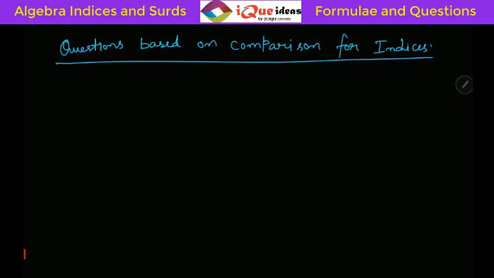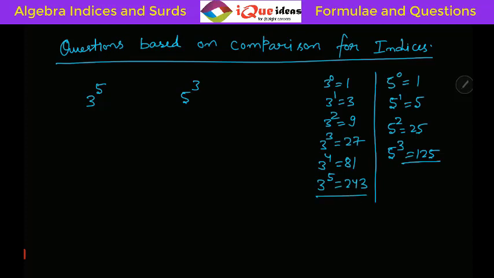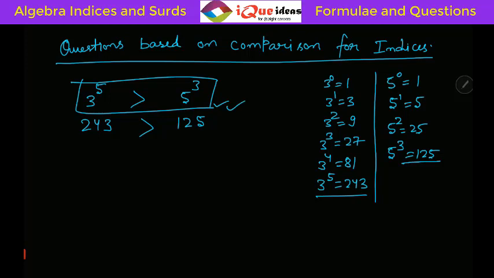Now let's take up some questions based on comparison for indices. Let me put it this way. Let me start with a question like this. 3 raised to the power 5 and 5 raised to the power 3. Which one is larger? Here you can use the values. So you can simply compare that 3 raised to 5 is 243. 5 raised to 3 is 125. Now 243 is greater than 125. So 3 raised to 5 is greater than 5 raised to 3. So this is the answer.